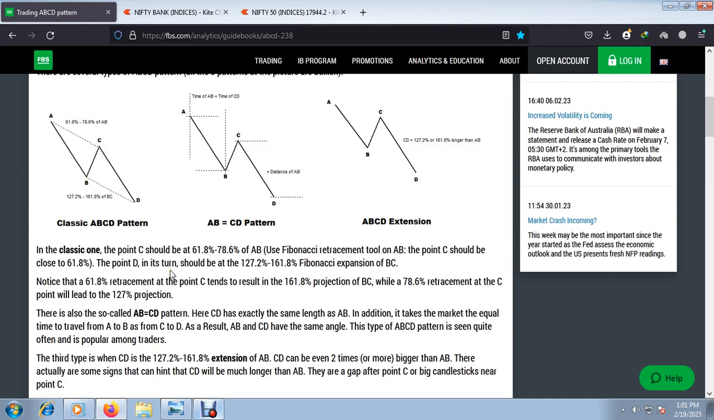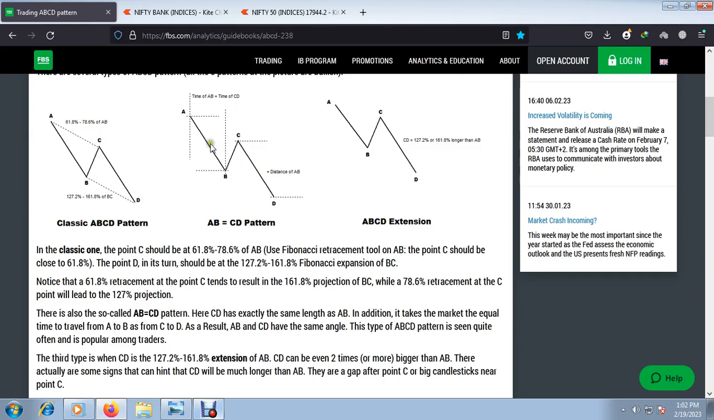If it is coming up to 61.8, then we can say that the extension will be at least 161.8% projection. If this length is, suppose, 100 points, then it will be 161.8 points. If it is 78.6%, so if it falls 100 points and retraces up to 78.6, then from the C point it will be 178.6, like that.